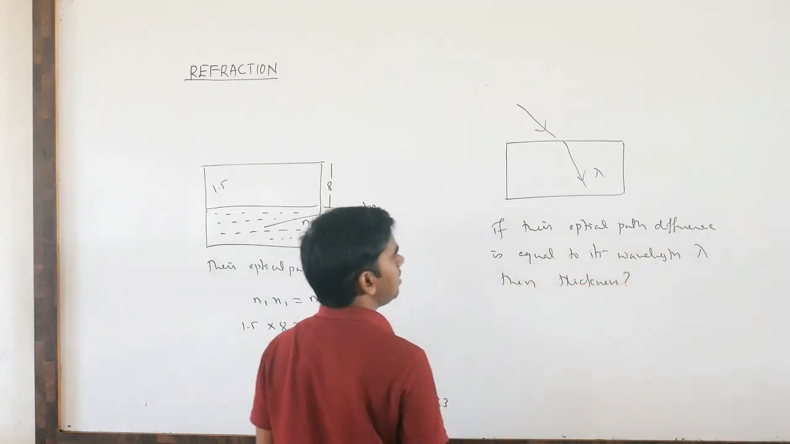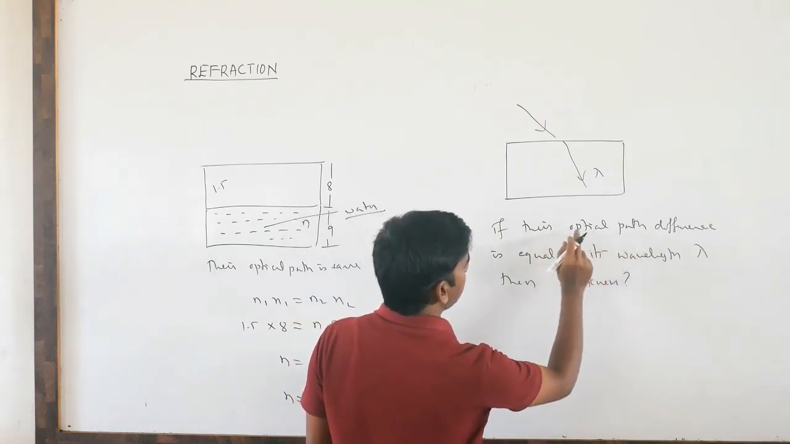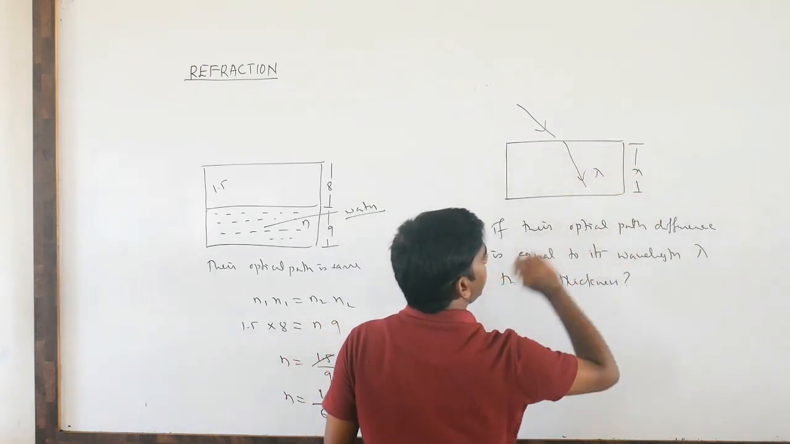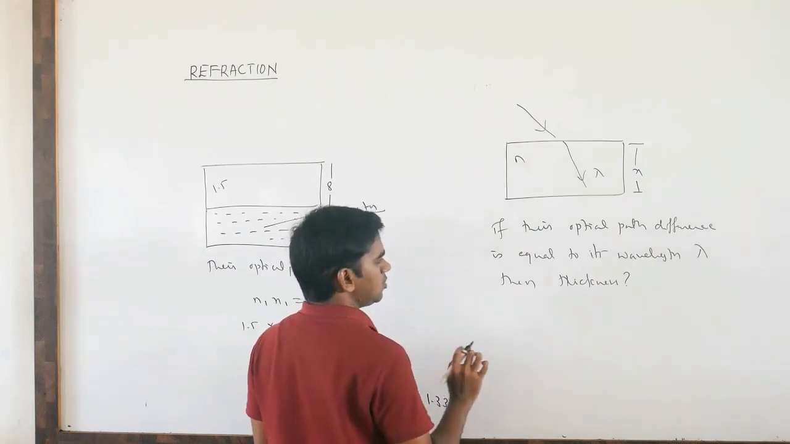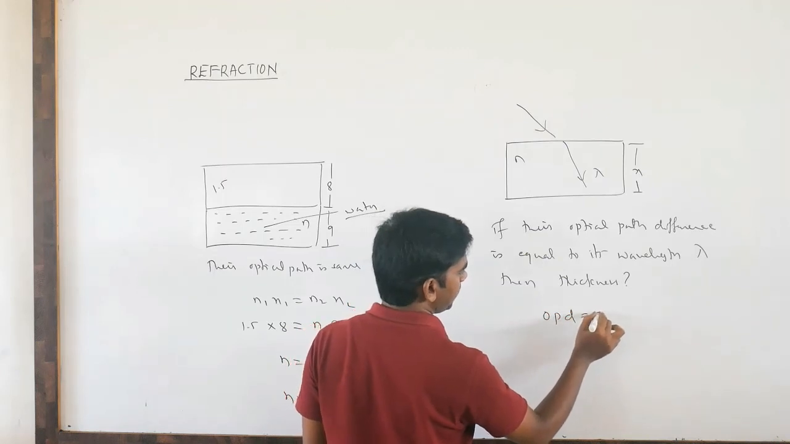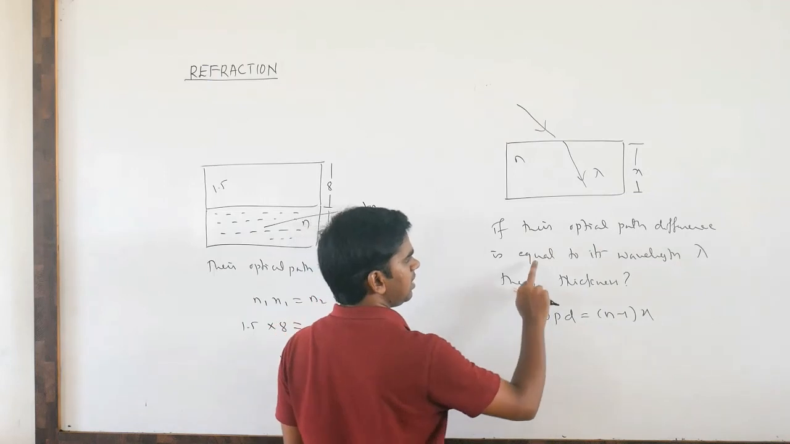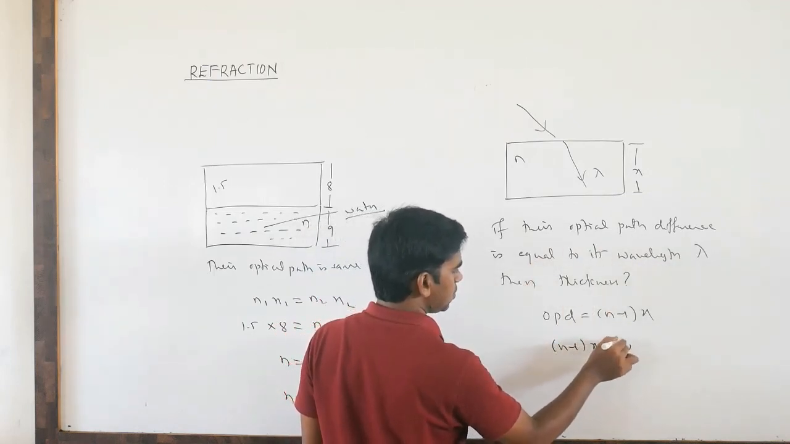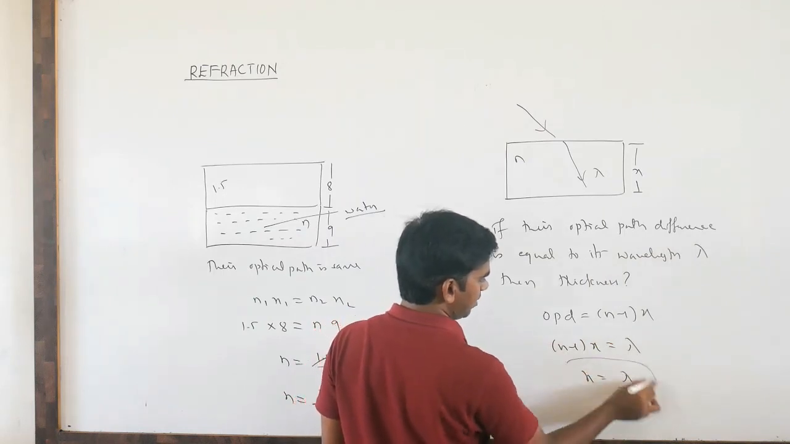So how can we find the thickness? What is important is that they give the optical path difference. If you take the thickness as x, they will give only the refractive index n. So what can you write? Optical path difference equals (n minus 1) into x. They are saying it equals the wavelength lambda. So (n minus 1) into x equals lambda, so x equals lambda divided by (n minus 1).